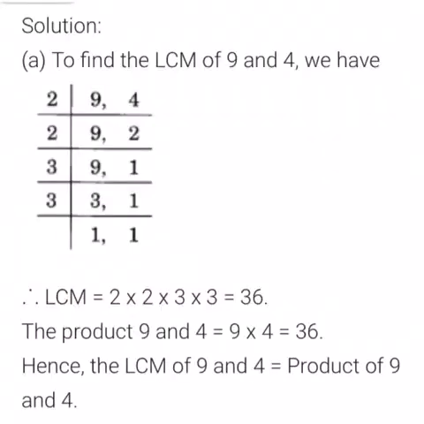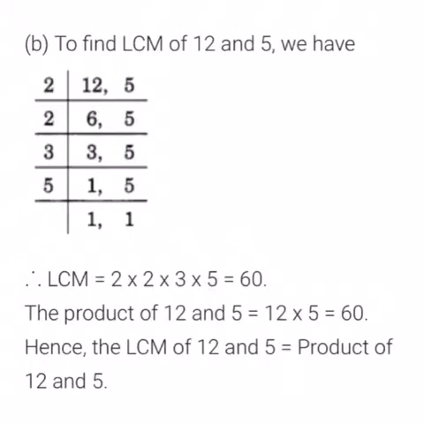First one, you can see that for 9 and 4, when we take out the LCM, we get 36, and the product of 9 and 4 is also 36. That means the LCM of 9 and 4 is equal to the product of 9 and 4, that is 36. Now the next one is 12 and 5. The LCM of 12 and 5 is 60 and their product is also 60. Hence the LCM of 12 and 5 is equal to the product of 12 and 5, that is 60.